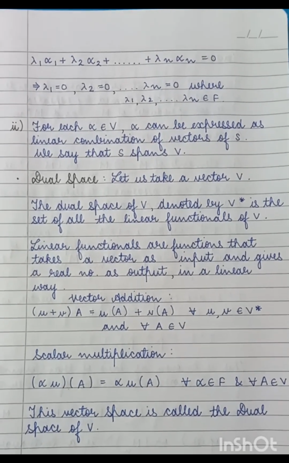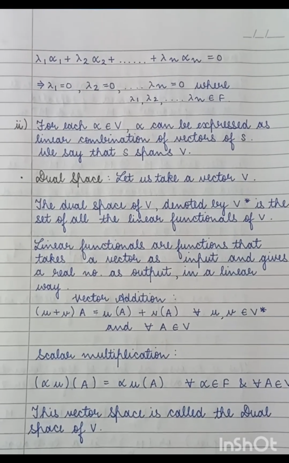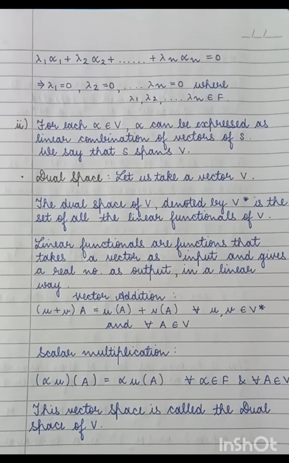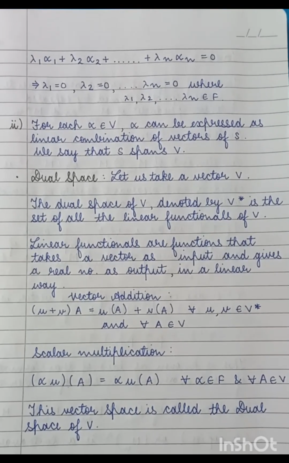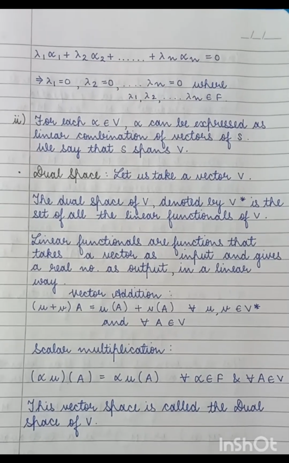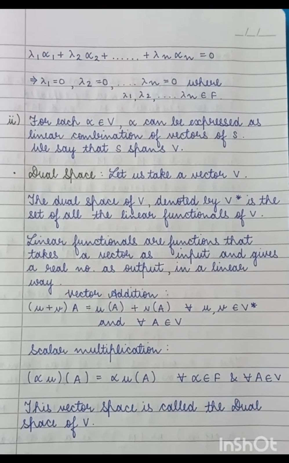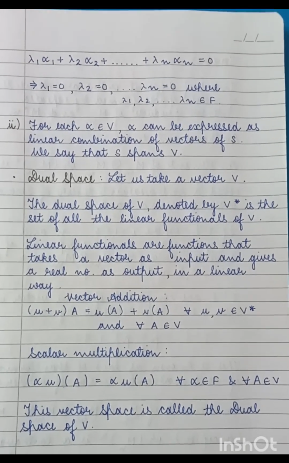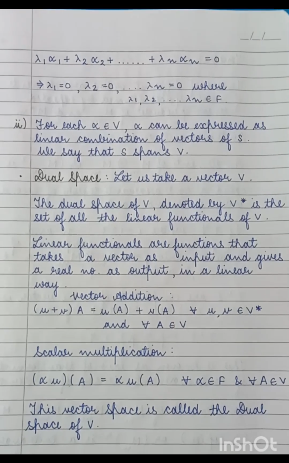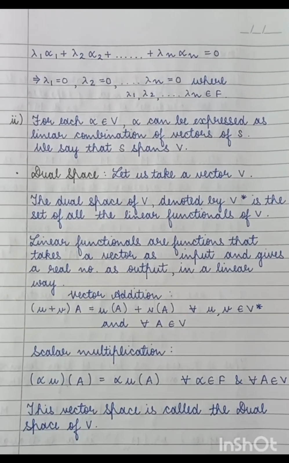Now for vector addition we can see (U plus V) of A is equal to U(A) plus V(A) for every U, V belonging to V star and for every A belonging to V. For scalar multiplication we have (alpha U)(A) is equal to alpha times U(A) for all alpha belonging to F and for all A belonging to V. This vector space is called the dual space of V.